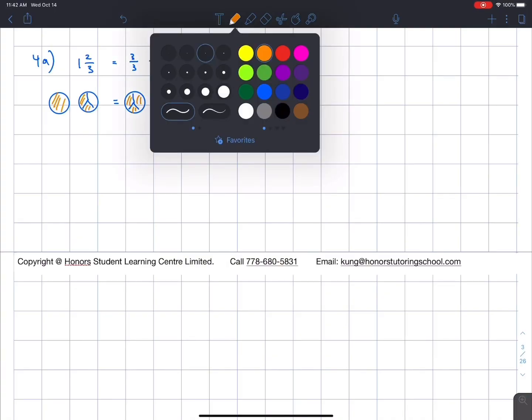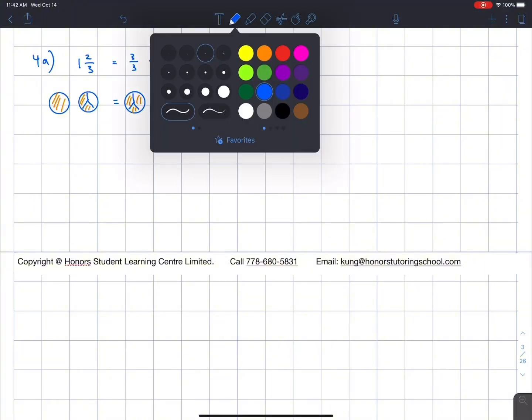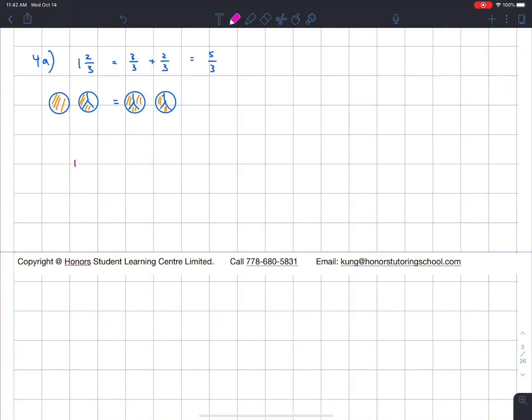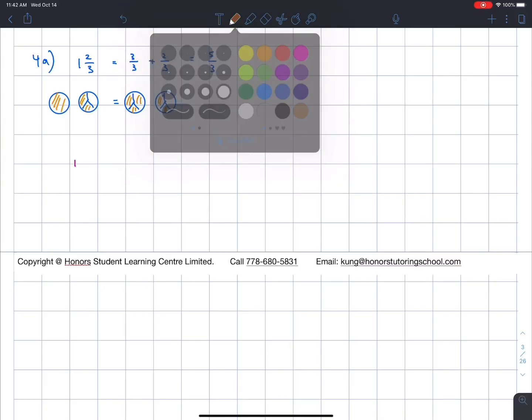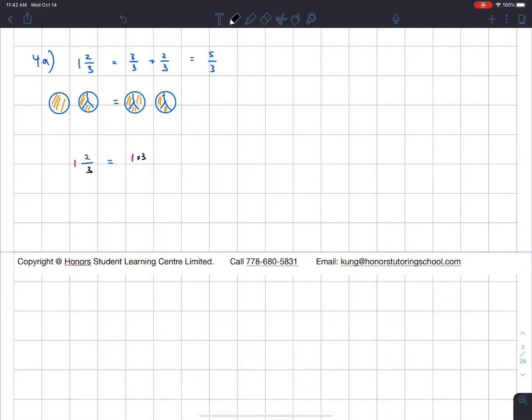Now, of course, we don't want to do that every single time to draw the diagram. So what we can do is, let me put them in different color. So I have 1 and 2/3. So what I can do is I can say, well, the 1 in pink will just have 3 pieces, right? It has 3 pieces because the denominator is 3. So I can use 1 times 3, the whole number times the denominator, to calculate how many pieces we are going to get. I'm going to get 3 pieces.